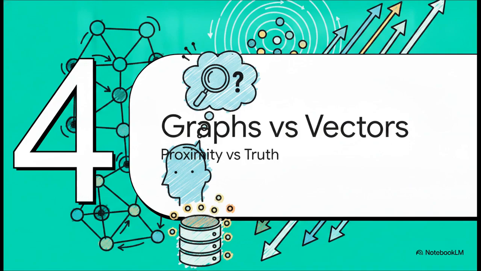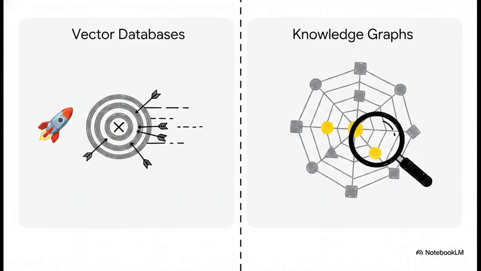Section 4. Knowledge graphs versus vector DBs. Semantic proximity versus verifiable truth. Next, we absolutely have to address a major production trade-off: deciding how your agent actually stores and retrieves these semantic facts at the database layer.